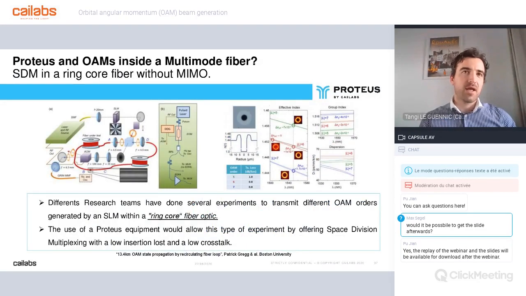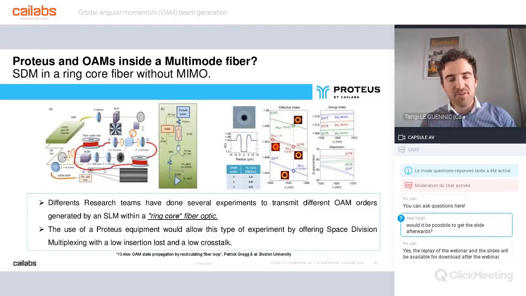So to finish, I wanted to share with you an example of an experiment where the use of Proteus could be very useful. To introduce other possibilities, this is an example of application with ring core fiber, and the interest of the ring core fiber is that we do not have to use a MIMO if you want to MUX information. Different research teams have done several experiments to transmit different OAM orders by a spatial light modulator within a ring core fiber optic.